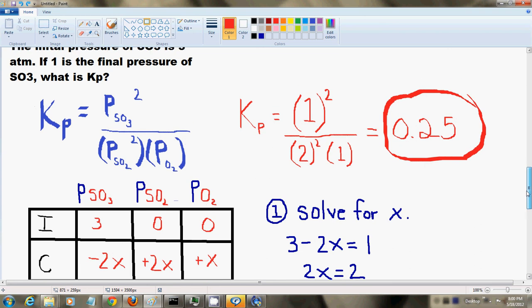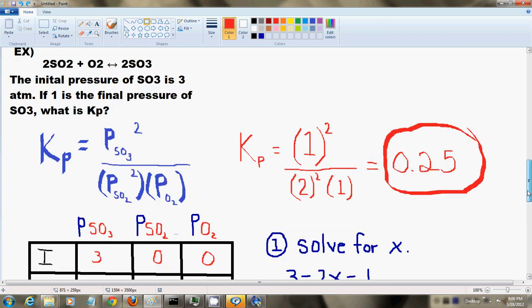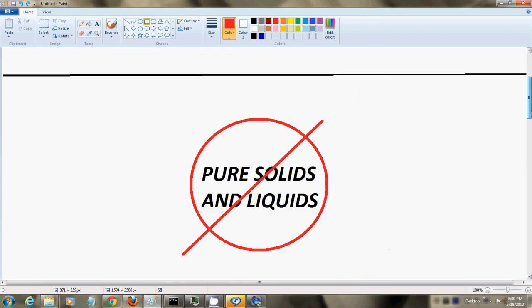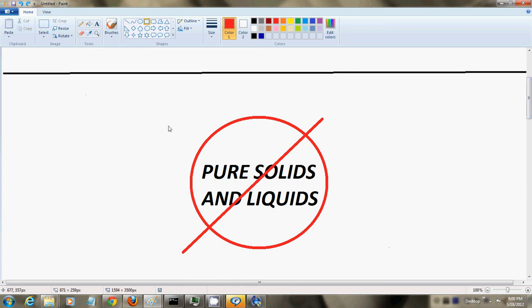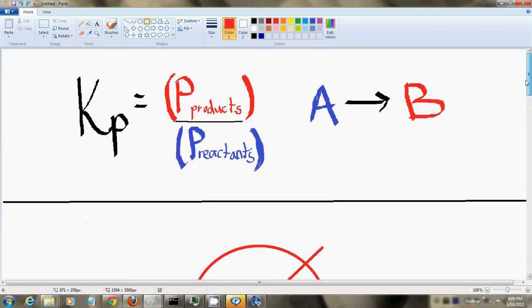So one thing I want you guys to remember that we've already said before is never include pure solids and liquids in your K expressions, and don't forget that all your units have to match.